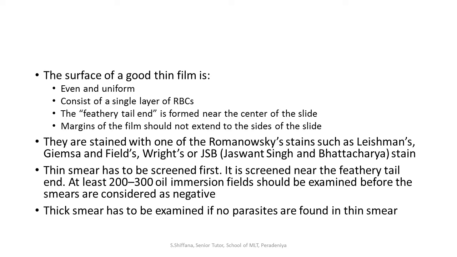We can use Romanowsky stain, such as Leishman stain or Giemsa stain or Field stain. When we consider the Leishman stain, we can directly add a particular amount of Leishman stain, for example 8 drops. Then we keep it for 1 or 2 minutes. Then we add double the amount of distilled water, and we keep it for 5 to 10 minutes. So this is the staining step.